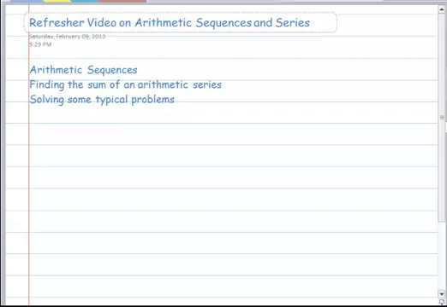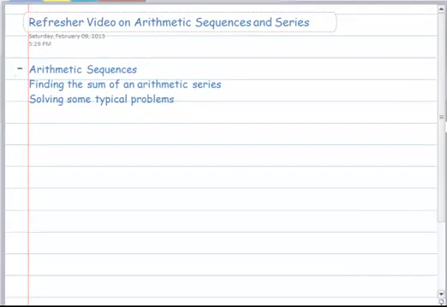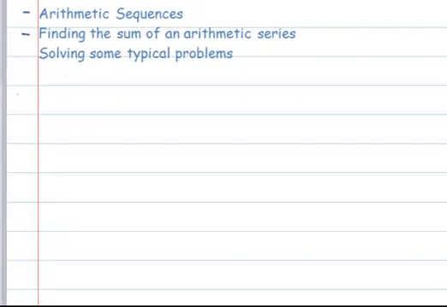And now we left off talking about just a plain old sequence and series, and now we're going to focus on more specific instances of what a sequence and series is for the arithmetic case. For example, we're going to do that first, then we're going to talk about finding the sum of an arithmetic sequence, an arithmetic series, and then we're going to solve some typical problems.